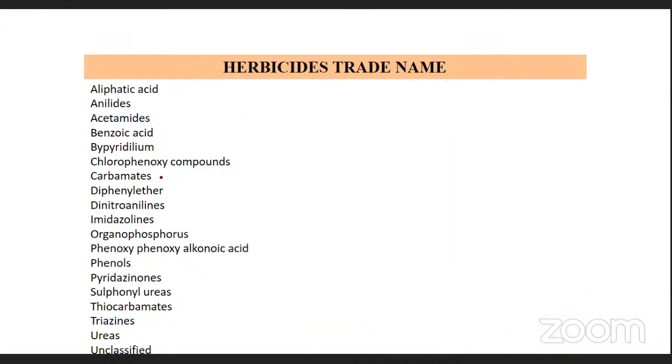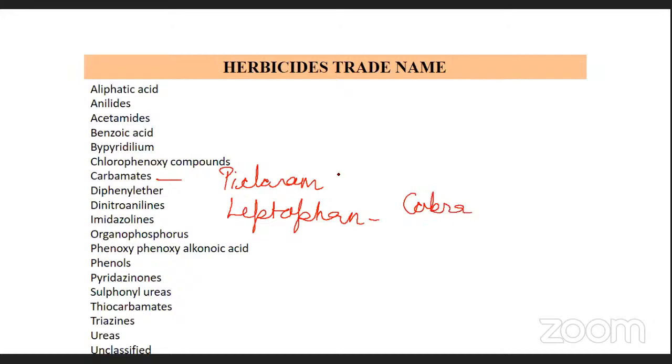Then in carbamates, we are having picloram and leptophen. This leptophen is known as Cobra. Picloram is known as Tordon. The trade name of picloram is Tordon, and the trade name of leptophen is Cobra.